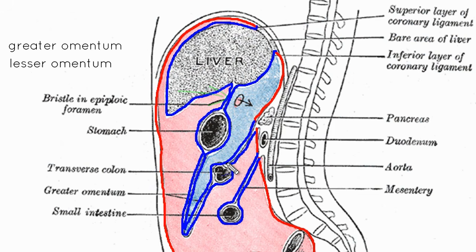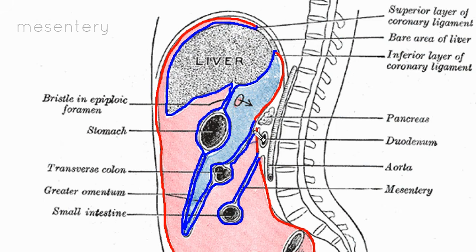And where the visceral peritoneum doubles up around other organs and attaches it to the posterior abdominal wall, it's called a mesentery. So you can see this doubling up of the visceral peritoneum surrounding the transverse colon and attaching it to the posterior abdominal wall. And you can also see it surrounding the small intestine and attaching it to the posterior abdominal wall. This is called a mesentery.